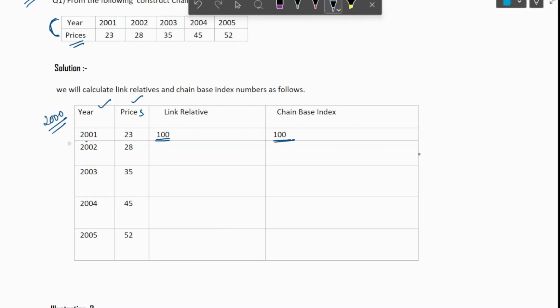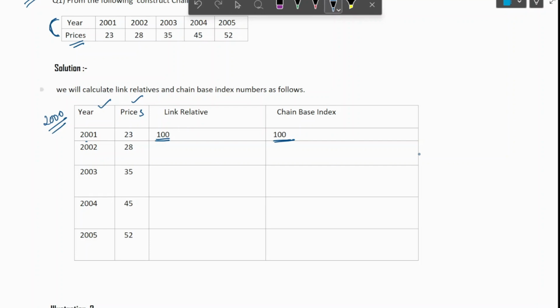That means for each and every column of the table you are going to construct, the starting one is going to be 100 for the link relative as well as the chain base index number, because the previous information is not given in the data. Now, after this, we are going to continue with our formula.